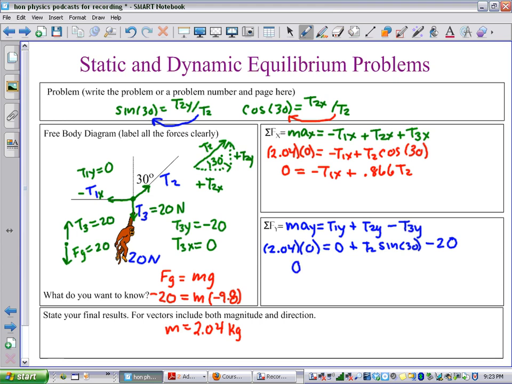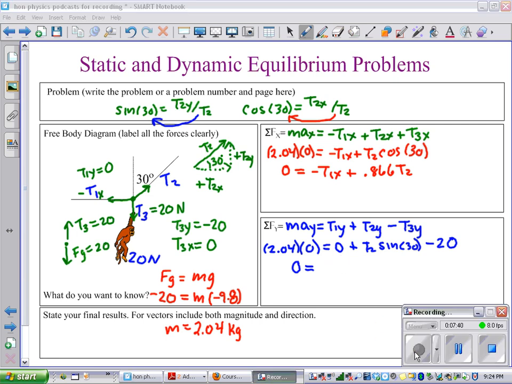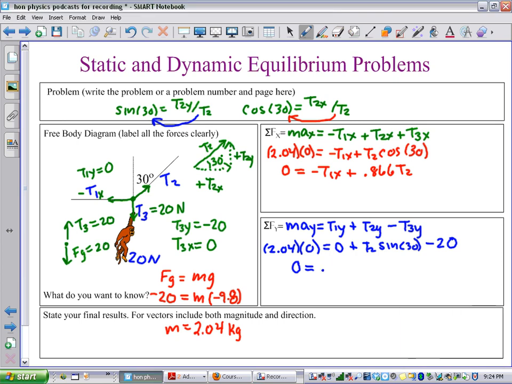So let's simplify a step. 0 equals 0.5 T2 minus 20. Move my 20 over to this side. 20 equals 0.5 times T2. This is 1/2. So if I multiply both sides by 2, I get T2 equals 40. That's part of my answer because I wanted T1, T2, and T3. Now I know T3, I know T2, and I want to know T1.